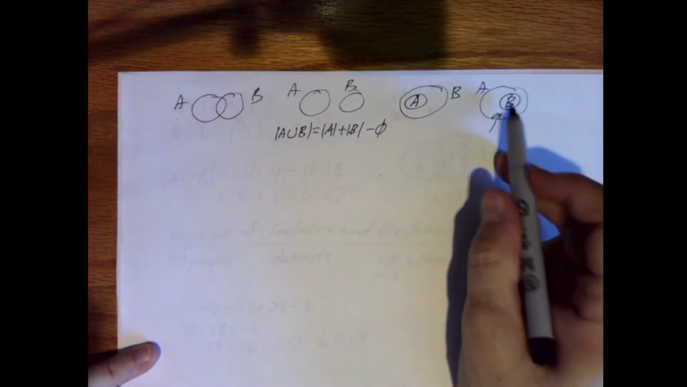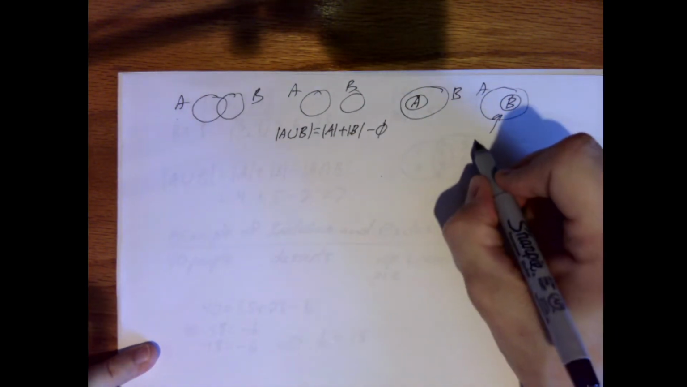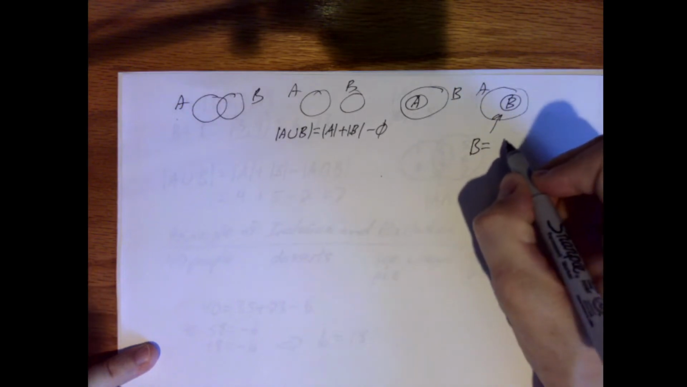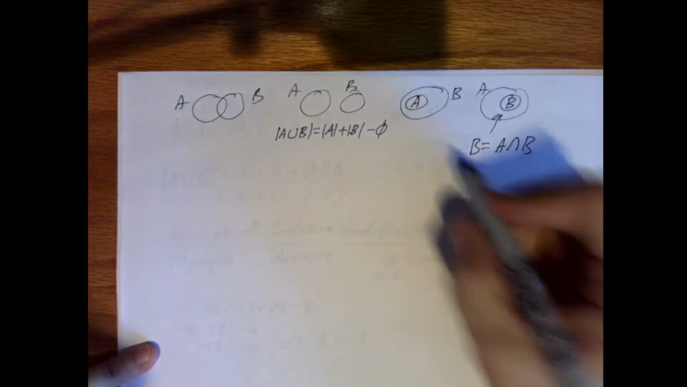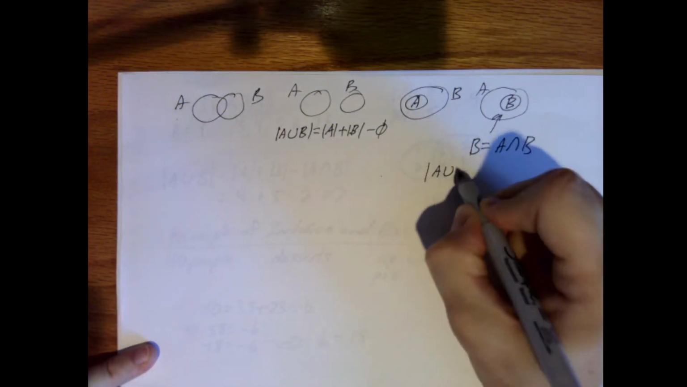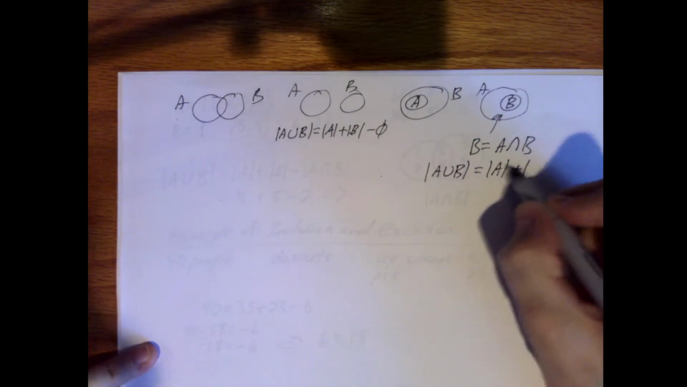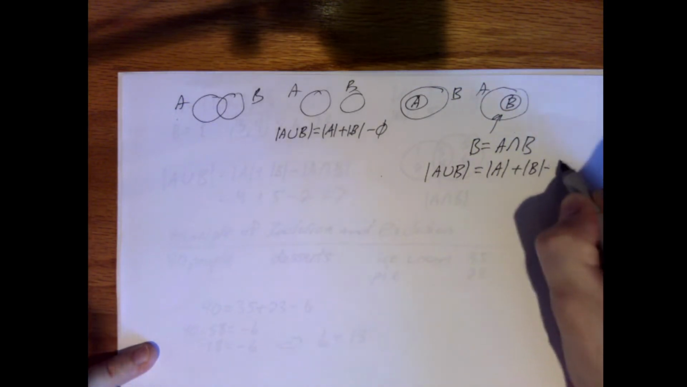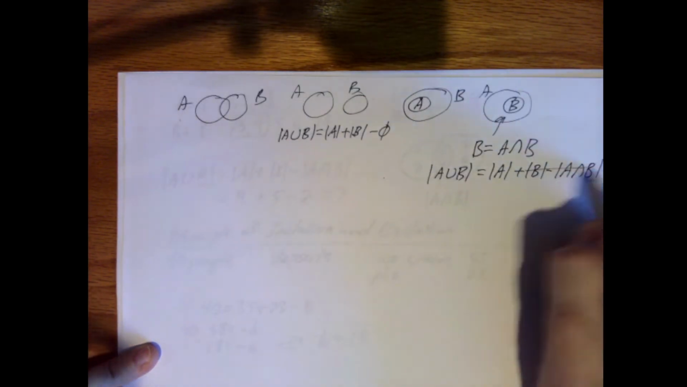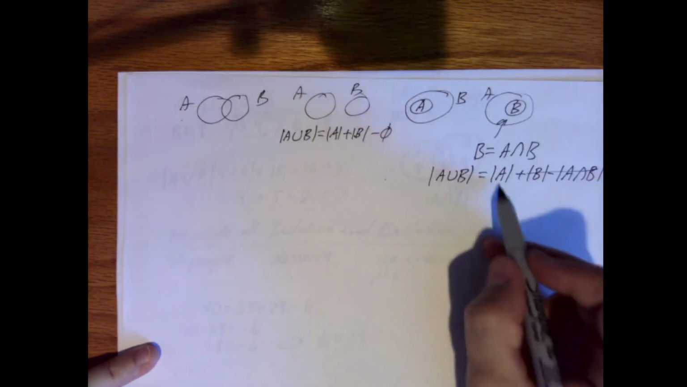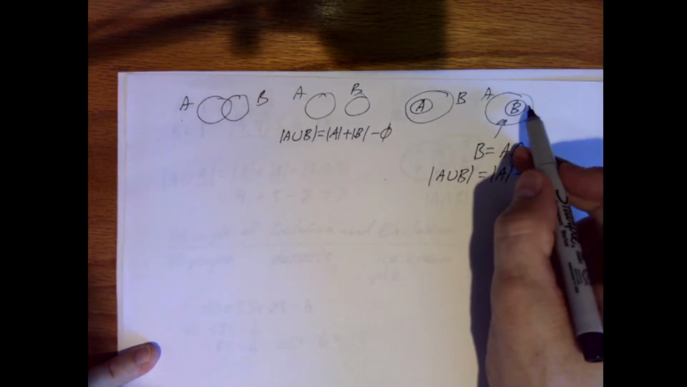What about something like one of these two scenarios? So let's look at this one. Well, what do we have here? Well, it turns out in this case that B is actually the same as the intersection of A and B. So when we have the union of A and B is equal to the cardinality of A plus cardinality of B minus the intersection, these two are the same. So really the union of the two is just however many elements were in A to begin with. So the formula does work.